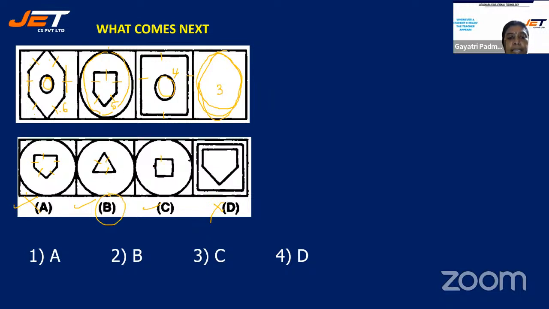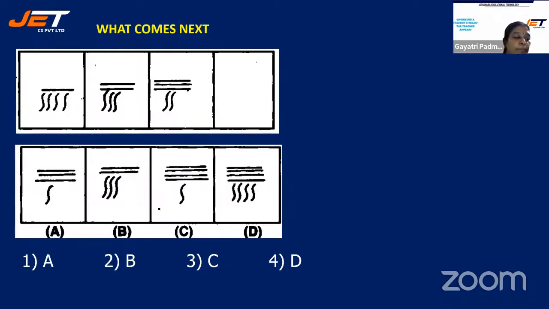But let's see, C has 1, 2, 3, 4. So this also cannot be the correct answer. So B should be the right answer. All right. Yes, let's see. Yes. So B is the correct answer. This is how we choose and come to a conclusion. All right. With this, let's move on to the next question.